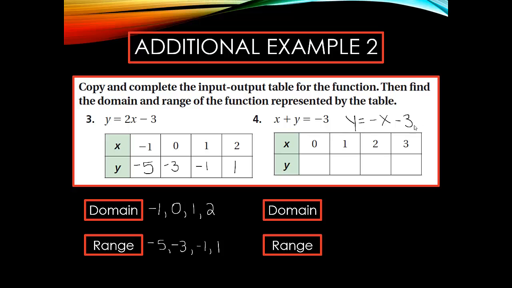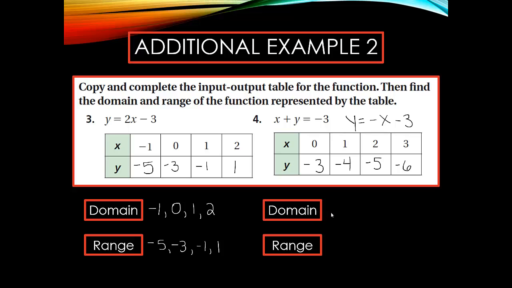So now I'm going to use this equation to find my y values. So if x equals 0, I have negative 0, or just 0, minus 3, and that's negative 3. If x equals 1, I have negative 1 minus 3, which is negative 4. If x equals 2, I'll now have negative 2 minus 3, which is negative 5. And if x equals 3, I'll have negative 3 minus 3, which is negative 6.